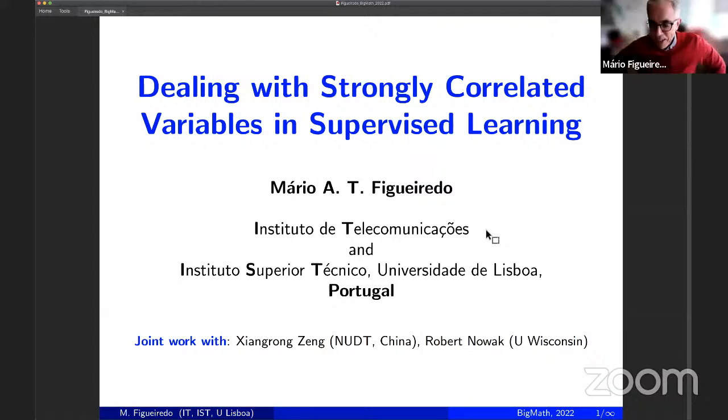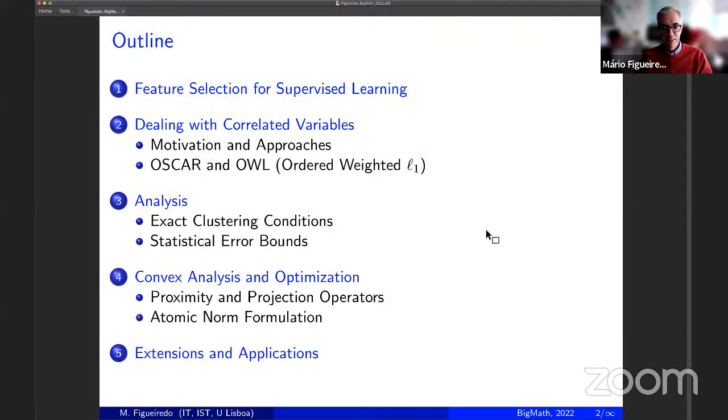Thank you. So thanks for the invitation. This is not new work, although it spans a couple of years. But I think it's still interesting and I like to talk about it because I think it's of general interest in many different areas. So I'll be talking about how to deal with strongly correlated variables in supervised learning, which is a prevalent topic. And I have a lot of slides, as you can see, but I will not cover everything in the slides.